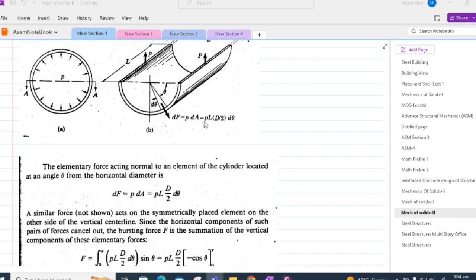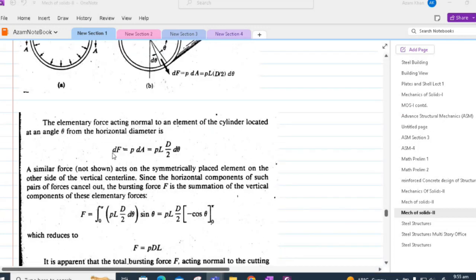dA will be equal to the longitudinal length L times d/2 dθ. Since we know that the length of the arc S is equal to radius times theta, hence we have d/2 times dθ, considering the differential length of this arc, and that is multiplied with the length L, and we get the area dA. Thus, the differential force on this element is equal to small p times L times d/2 dθ.